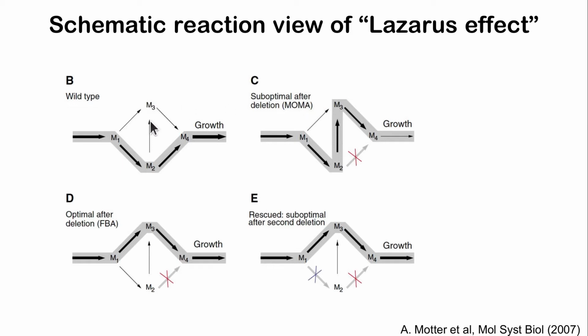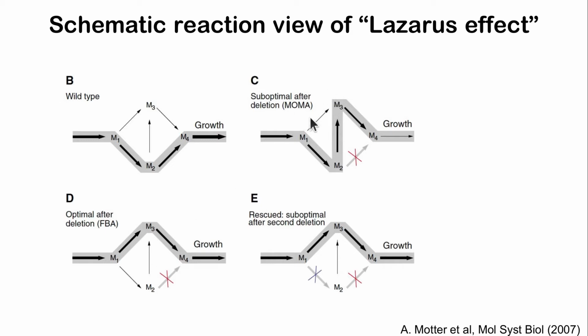If we do an FBA-based deletion, our best solution is going to be using this slightly less effective path that goes through just M1, M3, M4 and passes on. It's going to be somewhat less effective than going through M2, but not necessarily too much. And by FBA, we're going to find that one instantly.